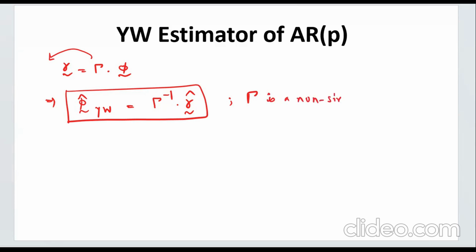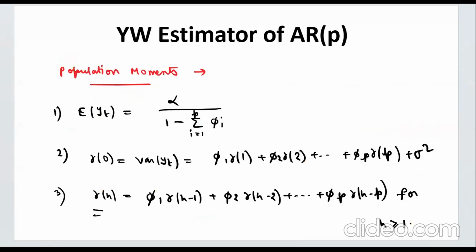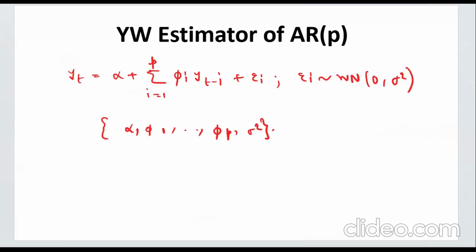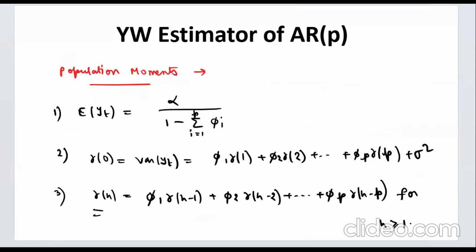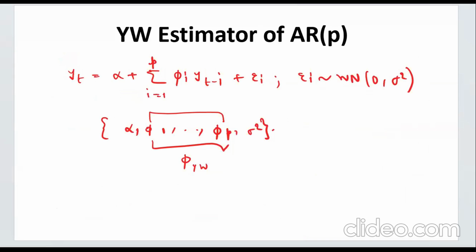Non-singular matrix, and hence it is invertible, right? So in the AR(p) process, we want to find out... See here, this is the phi curl cap portion. It will give you the Yule Walker estimates of these phi's, right? These Yule Walker estimates of phi's will be found using this. Then we have to find out what will be alpha and what is sigma square.